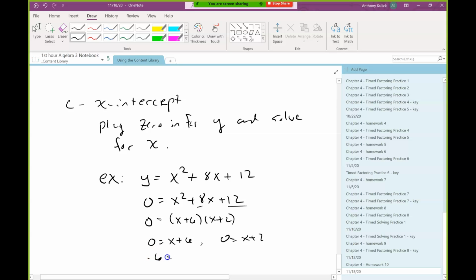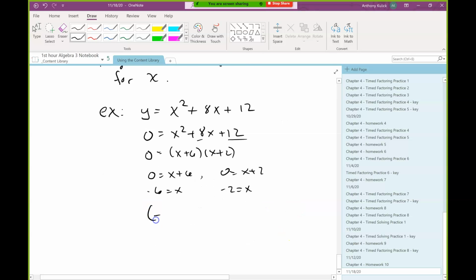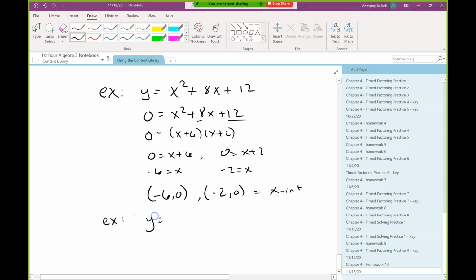And if I subtract 6 from both sides, I get negative 6. And if I subtract 2 from both sides, I get negative 2. So my x-intercepts are (-6, 0) and (-2, 0). Everybody okay with that? Not too bad. Again, very similar to what we've been doing, right?